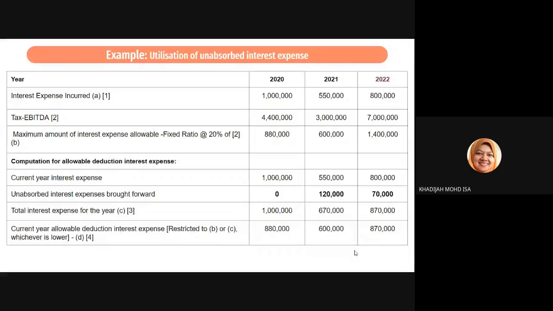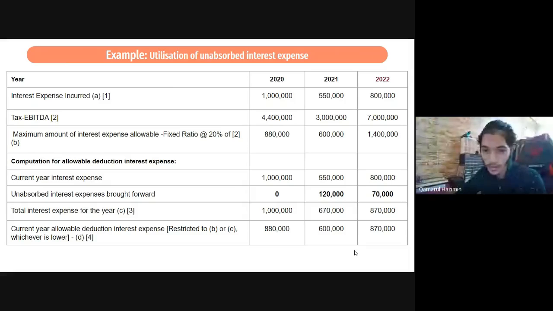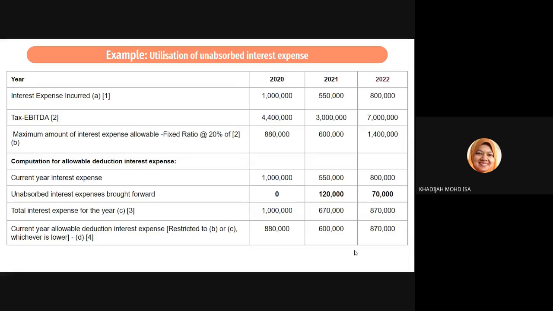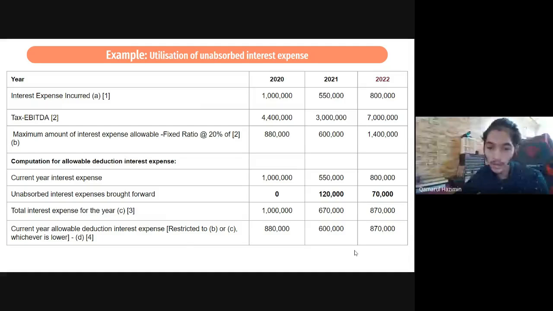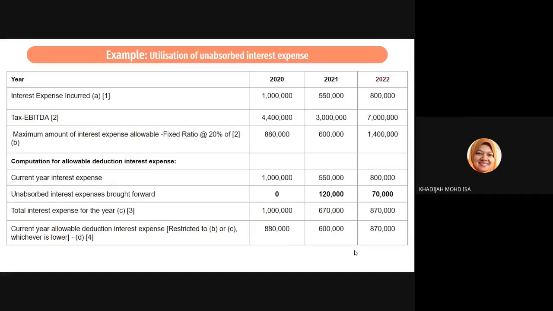So in the case of, for example, 2021, interest incurred is 550 and the maximum allowed is 600, but because you actually incurred only 550, you can only claim 550 instead of 600, isn't it? Yes. Plus 120, so you get 670. Total interest for the year is 670 but allowed only 600. So during the year you only claim 600, and the 70 is carried forward to next year.